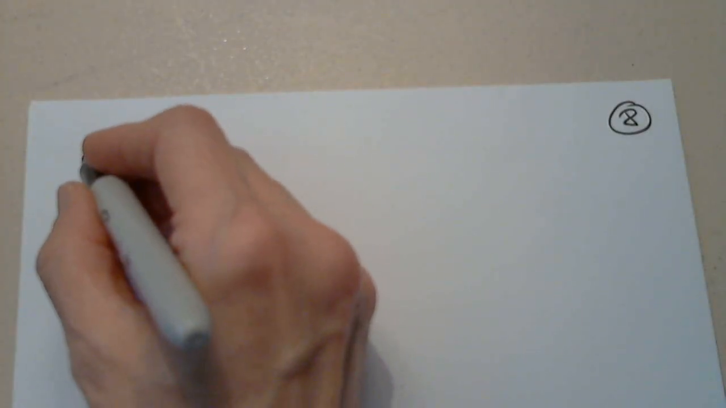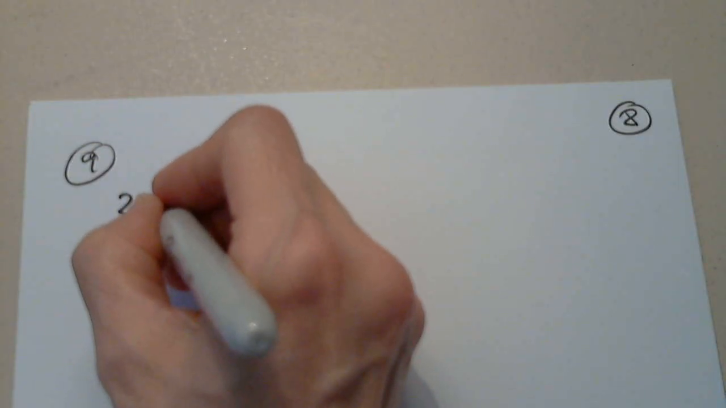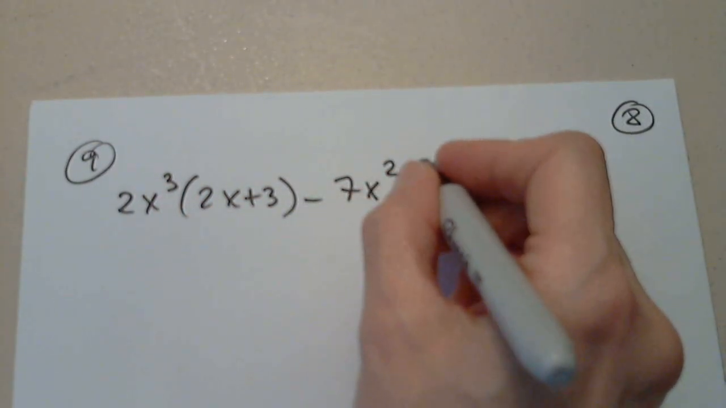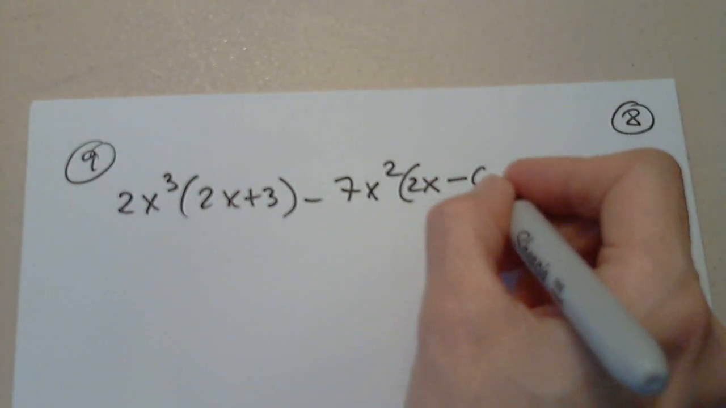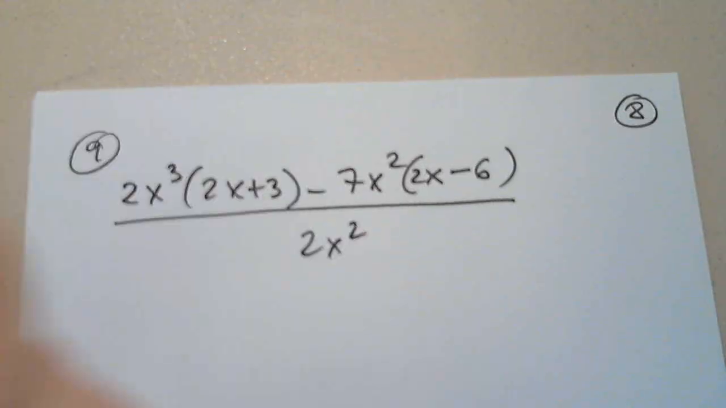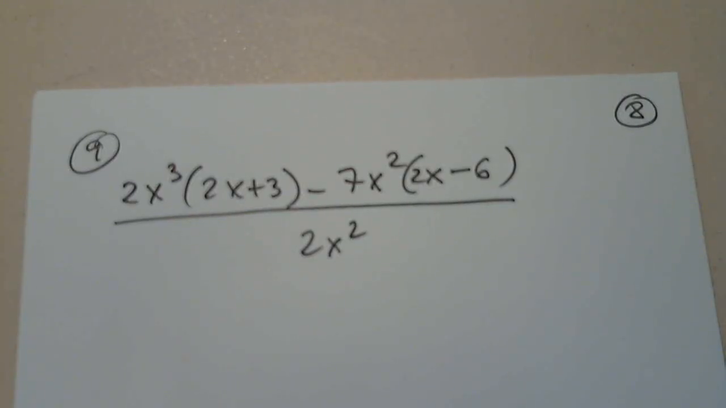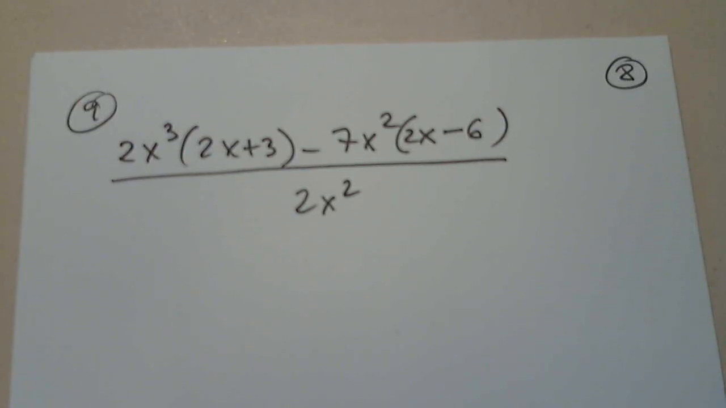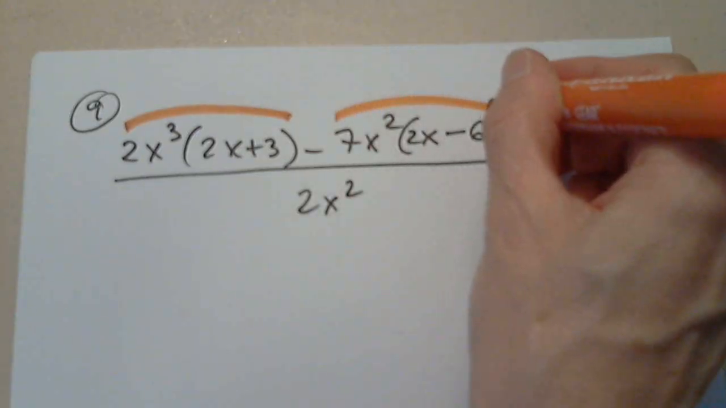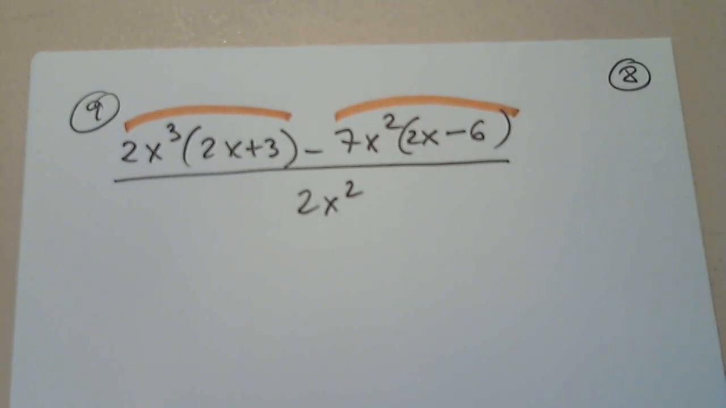In number 9 we have 2x cubed, 2x plus 3 minus 7x squared, 2x minus 6, everything divided by 2x squared. The numerator is not factored. We still have 2 terms. Don't touch anything. So we have this term and we have this term. These are not factors. You cannot simplify with the denominator in any way, shape, or form.